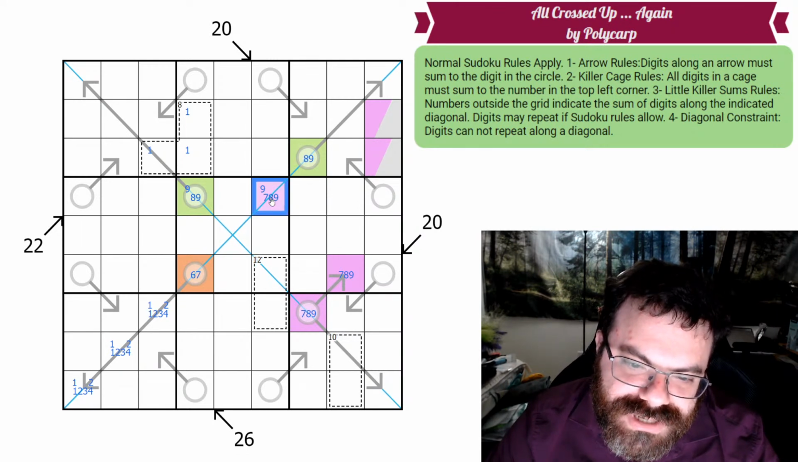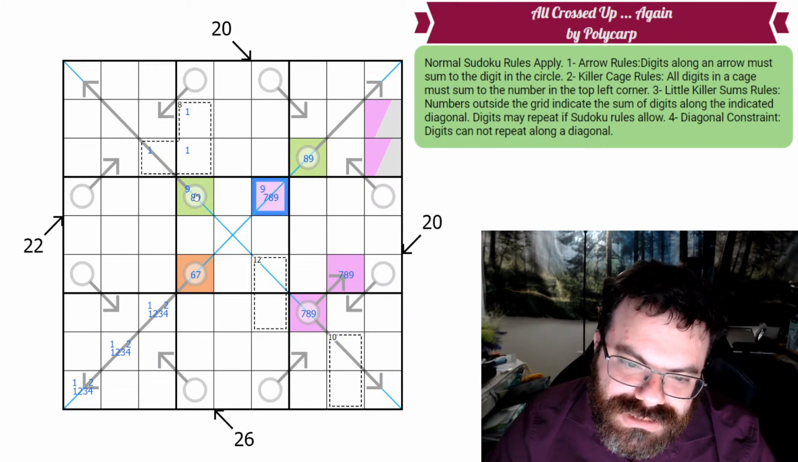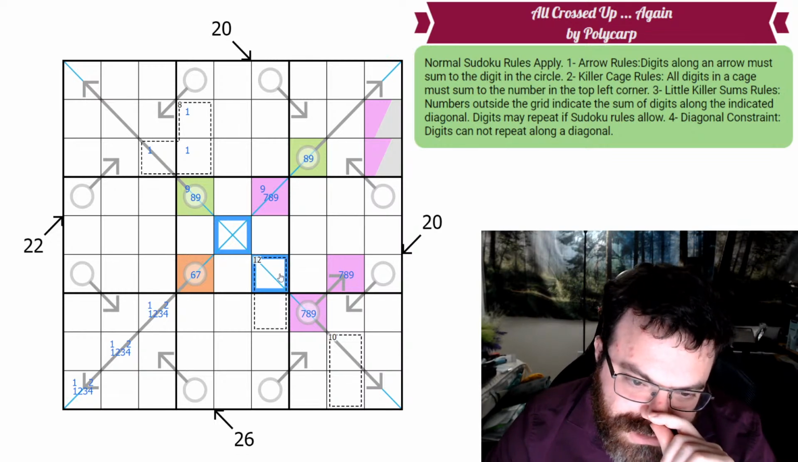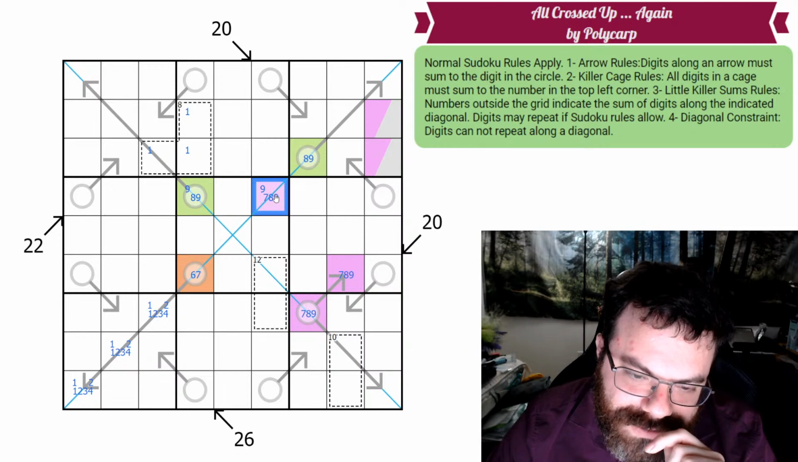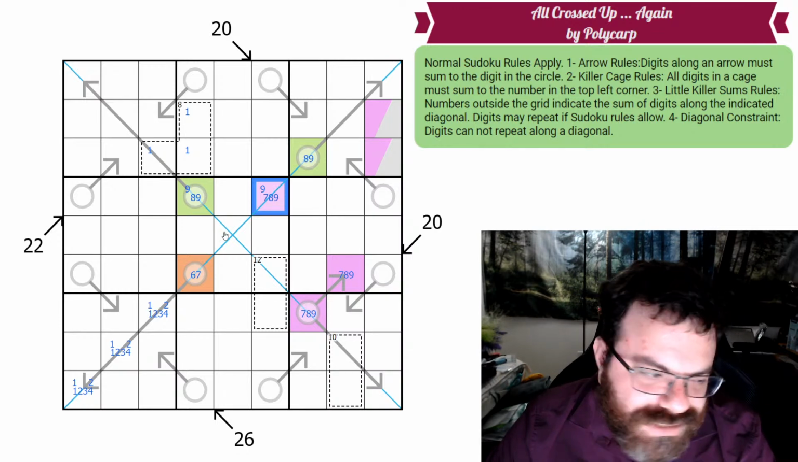Okay, so if purple were 9, green would be 8. 9 and 8 would be used up. These two would have to add to 15. But 9 and 8 are used. And 7 and 6 are certainly not big enough for 15. So I think purple can't be 9. Does that logic seem good?